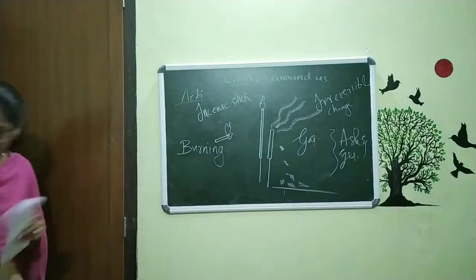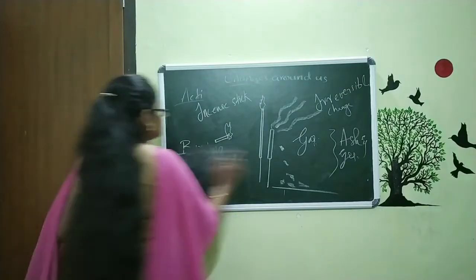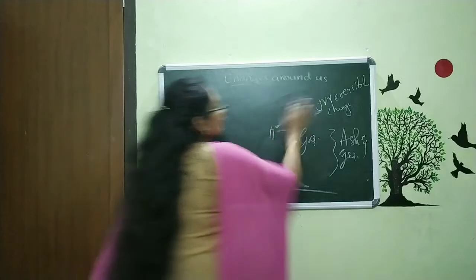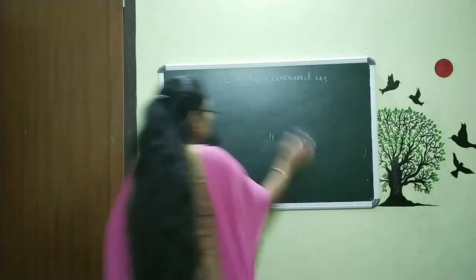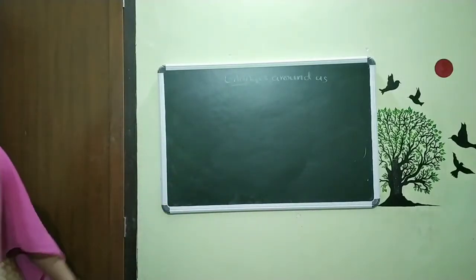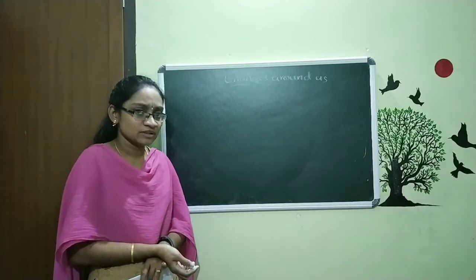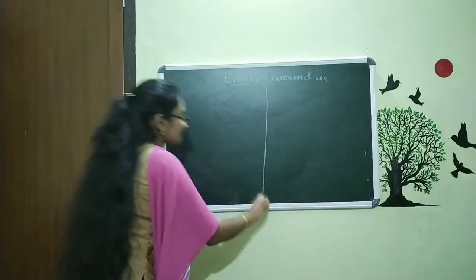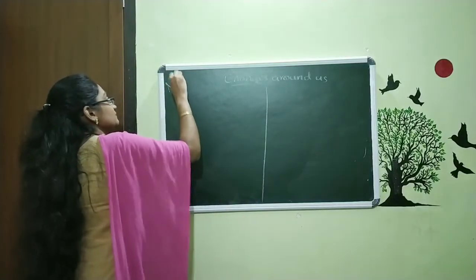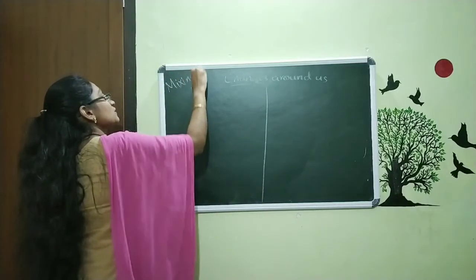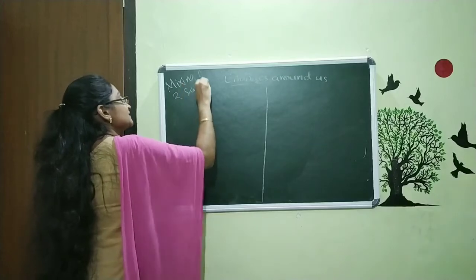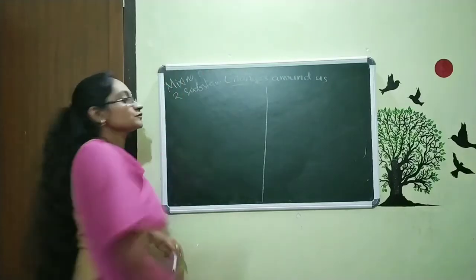And now we are going to discuss the last thing. We are always talking about the changes. When we are mixing two substances, what happens to those changes? Is it reversible or not reversible? That we are going to check. That means the mixing of two substances.